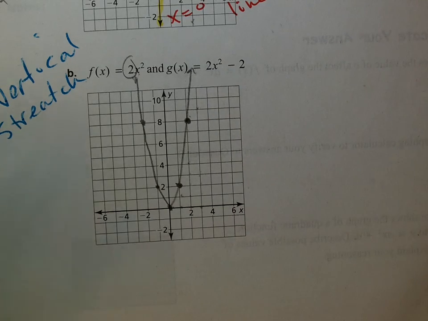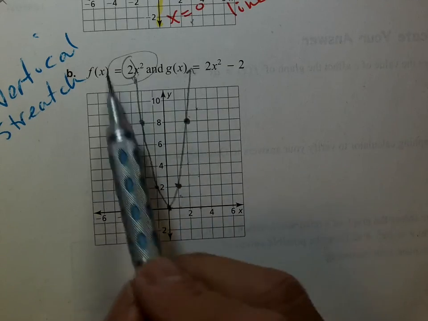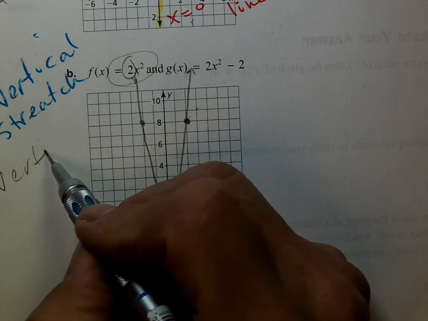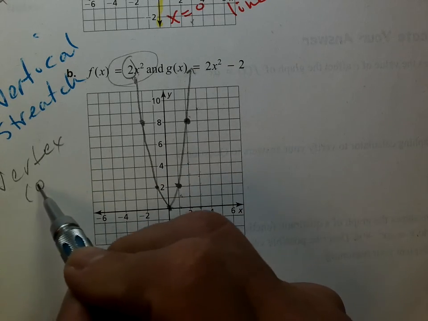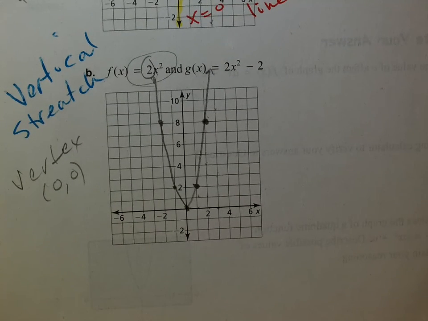Okay, now we haven't moved it. This is my original. This is my plain old 2x squared. Its vertex is at 0, 0.